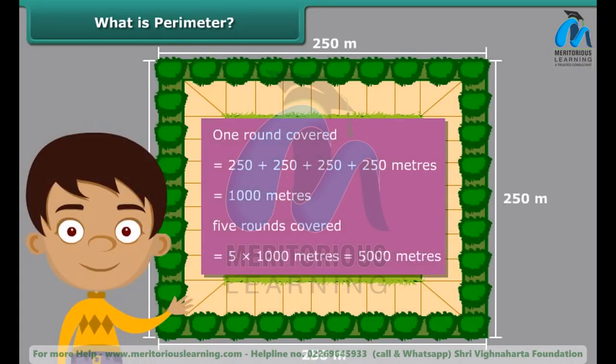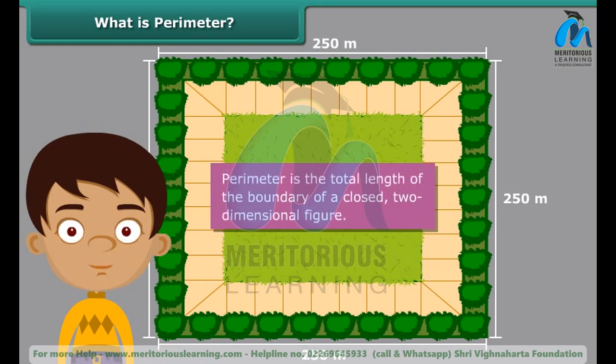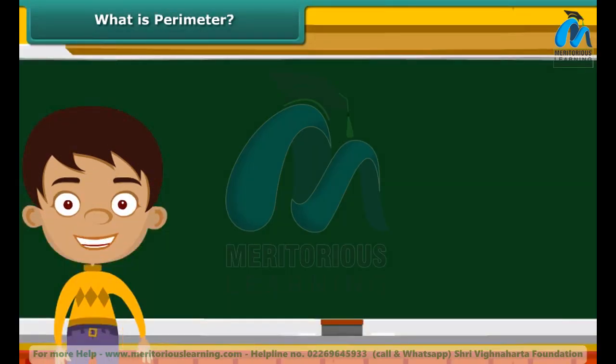Now you're ready to answer your mother's question. In this calculation, we used the concept of perimeter when we worked out the distance you covered in one round. Perimeter is the total length of the boundary of a closed 2-dimensional figure. Here is a simple technique of measuring the perimeter of a shape.